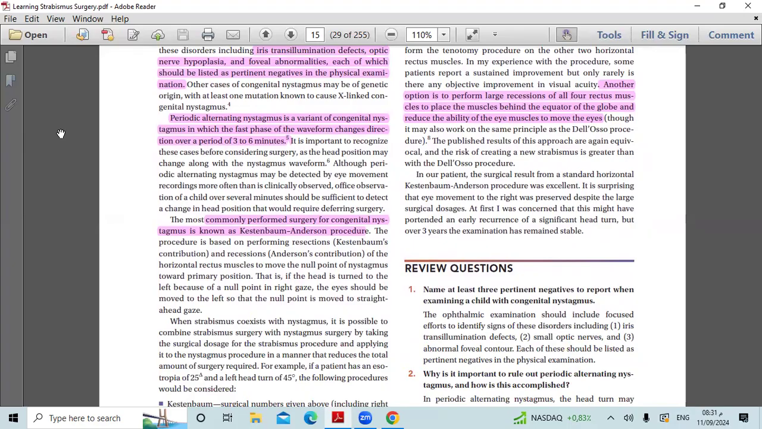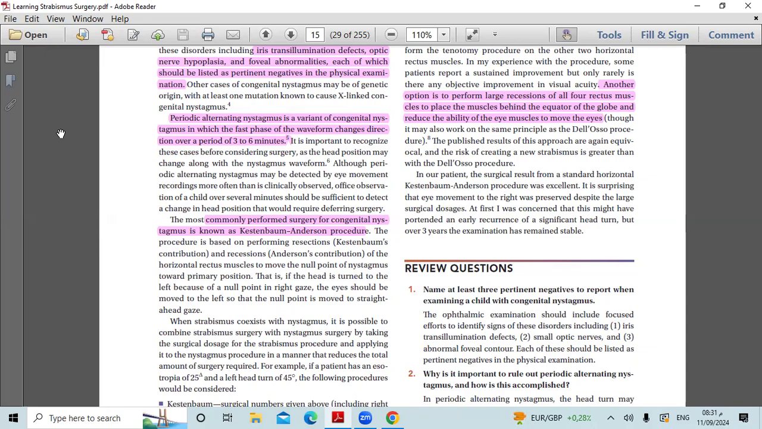It is important to recognize these cases before considering surgery, as the head position may change along with the nystagmus waveform. Although periodic alternating nystagmus may be detected by eye movement recordings more often than is clinically observed, office observation of a child over several minutes should be sufficient to detect a change in head position that would require deferring surgery. The most commonly performed surgery for congenital nystagmus is known as the Kestenbaum-Anderson procedure.